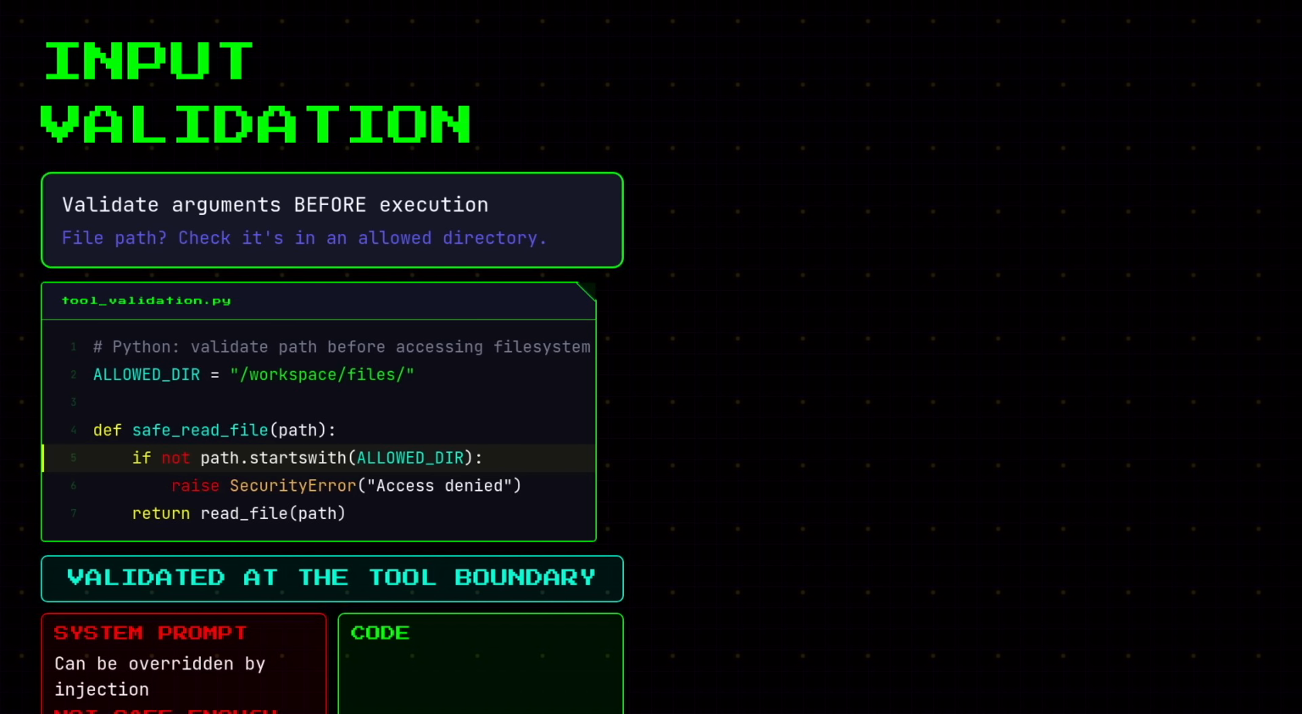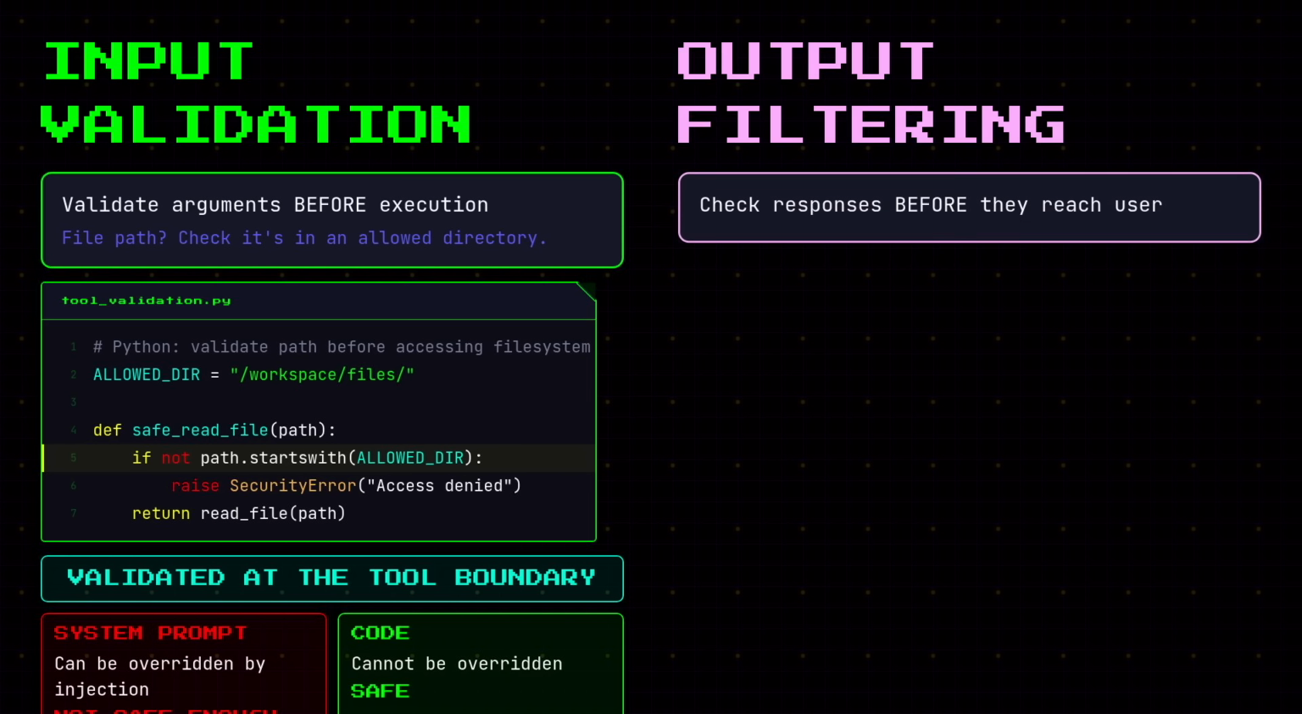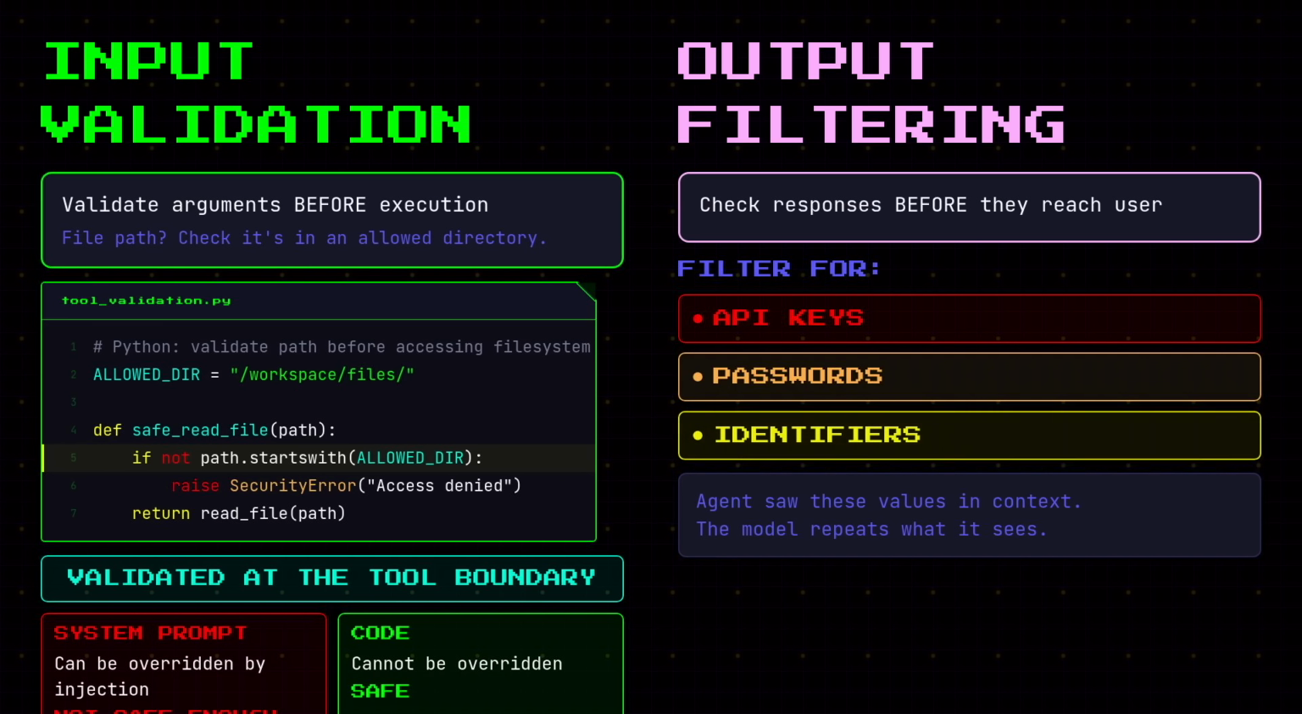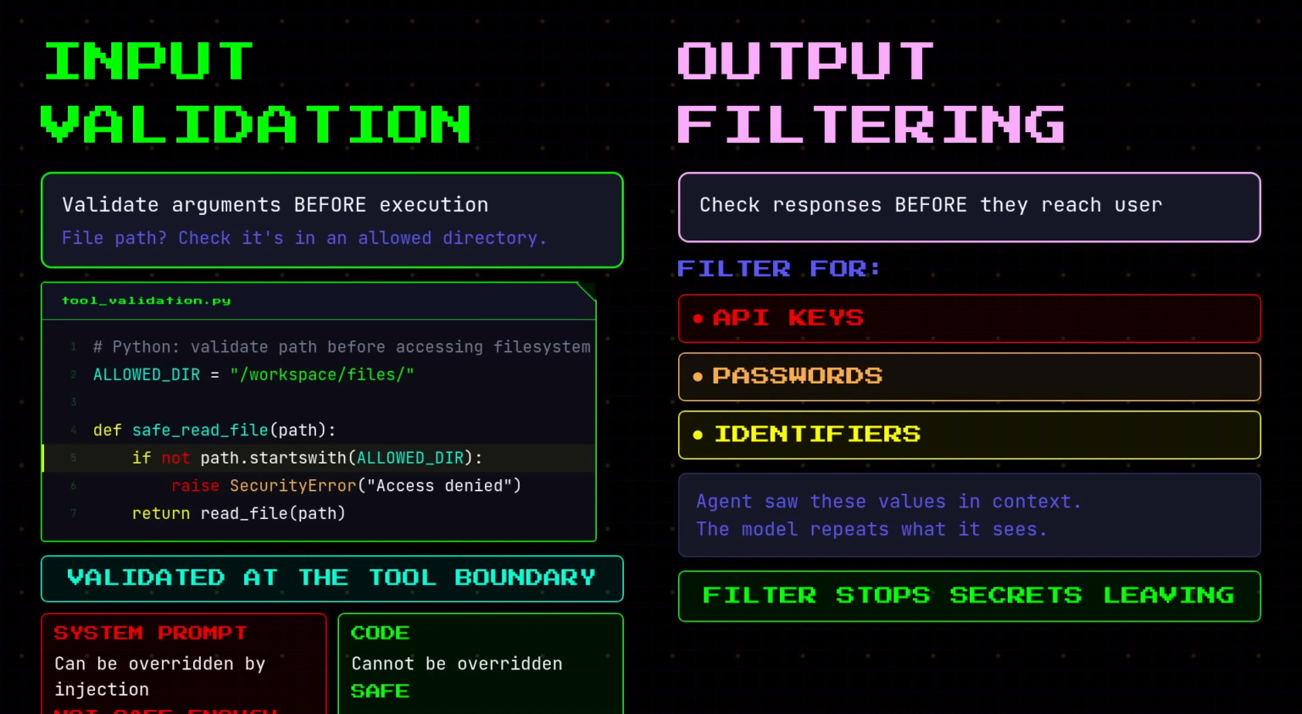A system prompt can be overridden by prompt injection. Code cannot. Output filtering: check agent responses before they reach the user. Filter patterns that look like API keys, passwords, or sensitive identifiers. The agent might have seen those values in context. The filter makes sure they don't appear in output.